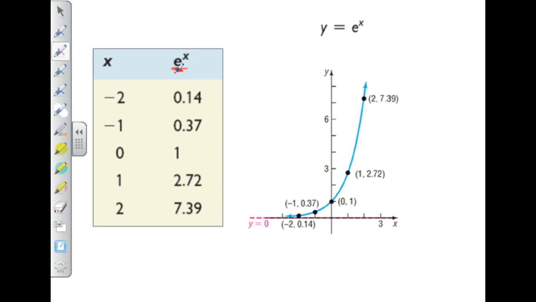For our purposes, E doesn't matter. My graphs would look just the same. Doesn't matter if I have a base E or a base 2, because as long as I don't have a fractional exponent, we start at 0, 1. We've got the asymptote, and we have growth.